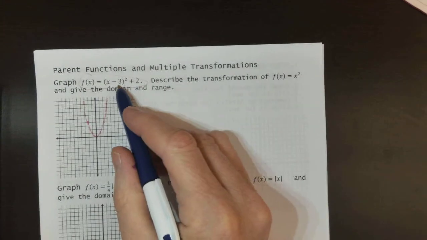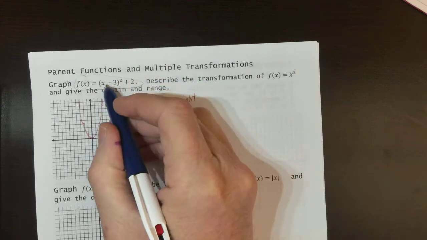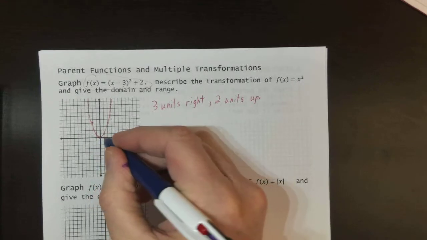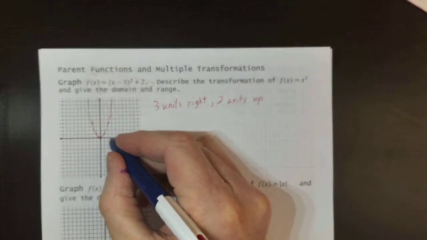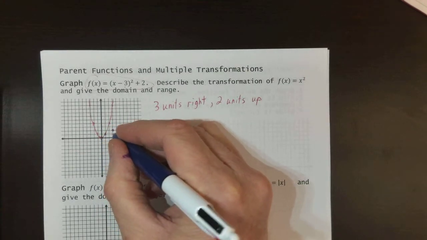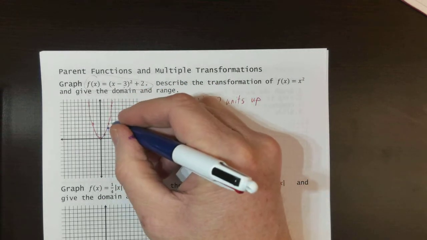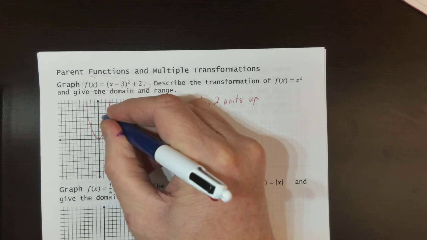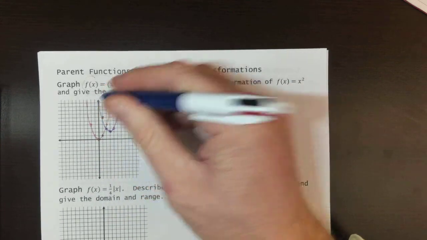But I'm going to take this function and translate it. I'm going to translate it 3 units right. Remember, it's a minus, so we're going to go right, and 2 units up. So let's take this vertex, move it 1, 2, 3 units right, and 2 units up, and I'm right there. I could take this point, move it 1, 2, 3, up 1, 2. I could take this point, go 1, 2, 3, go up 1, 2, and so on. I might run out of room if I try any more, but this is my transformed function.